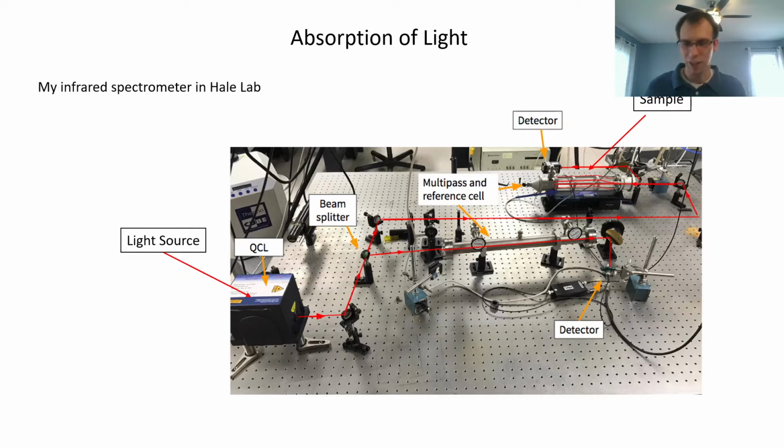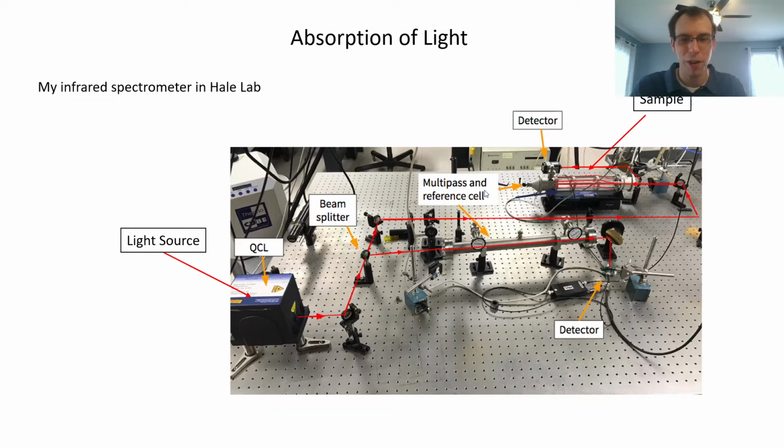I use a light source of a laser. So that's down here. This is what's known as a quantum cascade laser. It produces light. We have a reference cell here that is for calibrating the wavelength of our sample. That's not strictly necessary for other types of spectrometers. Depends on how exactly yours is set up.